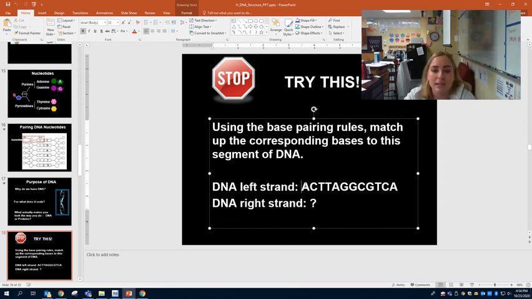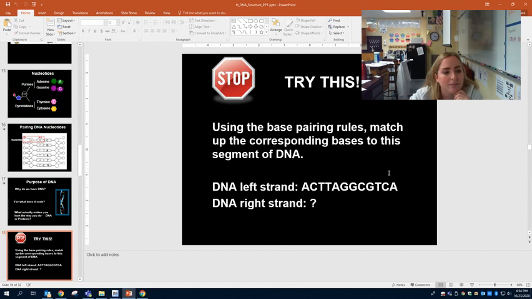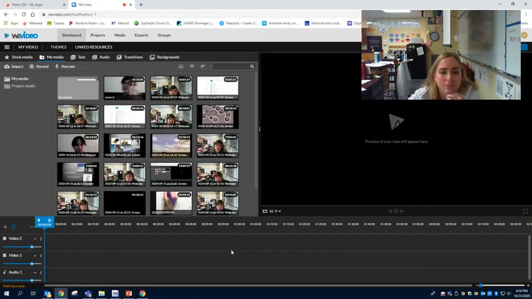So if this one is A, my first one on the right strand has to be T. My second one is C, and C and G are base pairs, so it's going to be G. My third letter is T, and A and T are base pairs, so it will be A. So why don't you go ahead and try to finish the rest of those on your own, and then check your work with the notes.